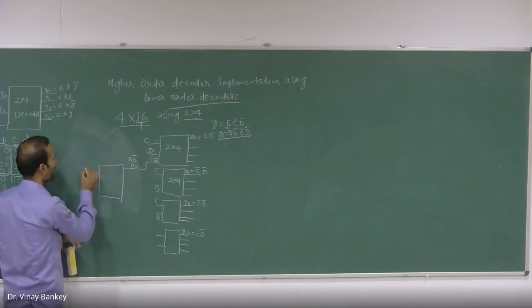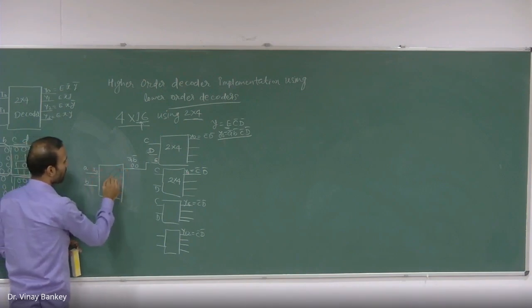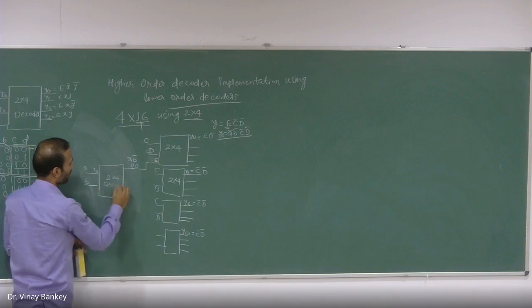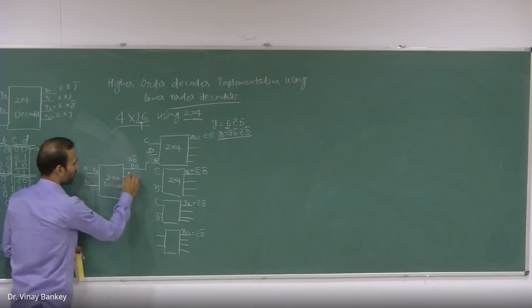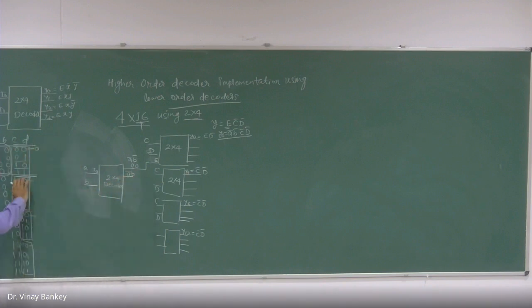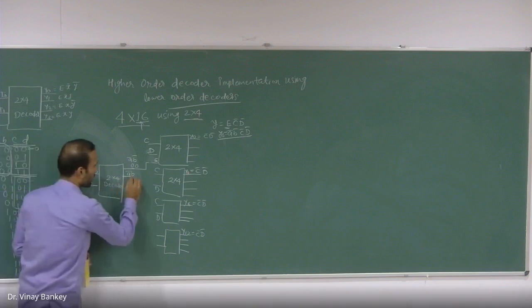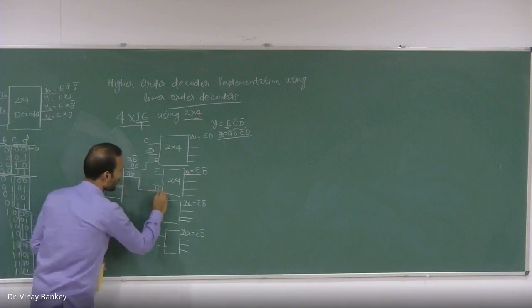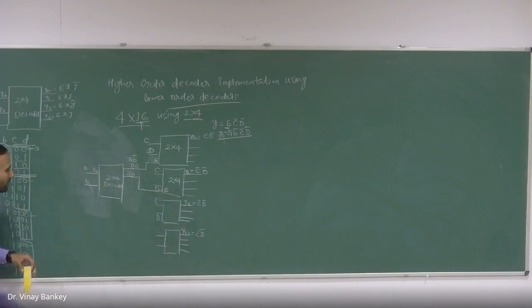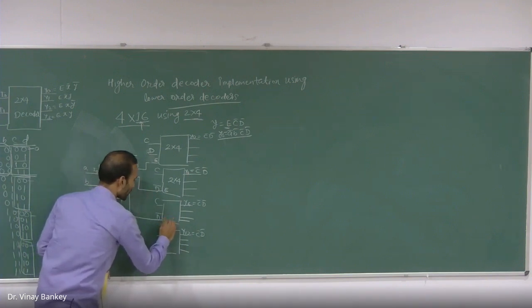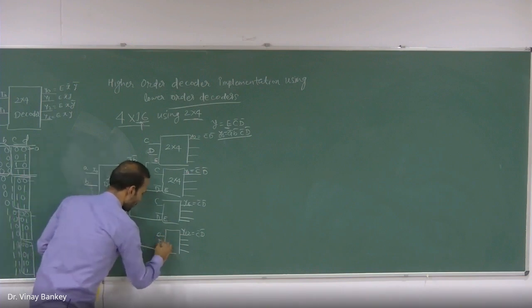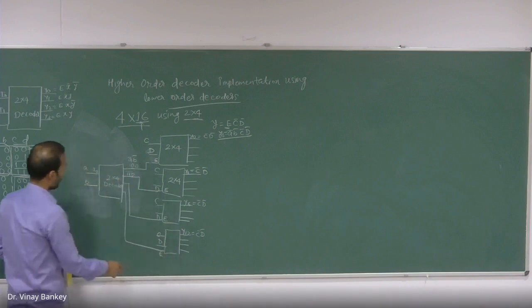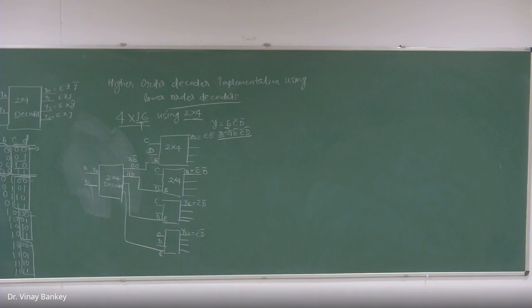When I connect the inputs of this 2x4 decoder as A and B, the first output of this 2x4 decoder will be A bar and B bar. The second output of this IC will be what? A bar, B. And that is exactly what we want to enable this part, A bar, B. So we connect this second output of the first IC to the enable input of this IC. In this way, we can implement a 4x16 decoder using 5 2x4 decoders. Is it clear?